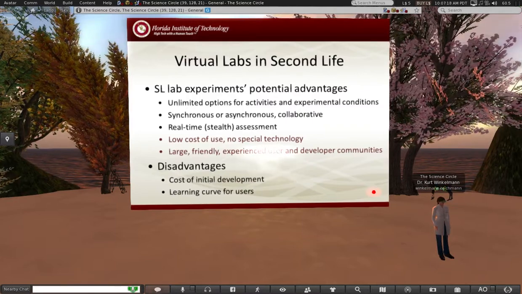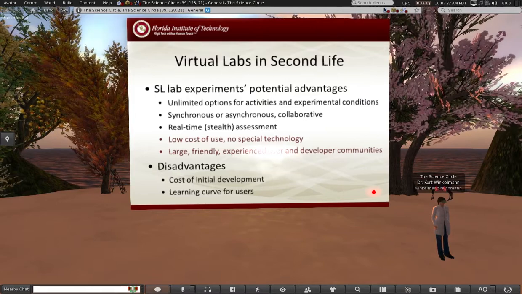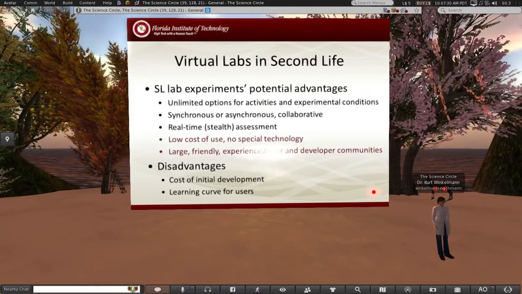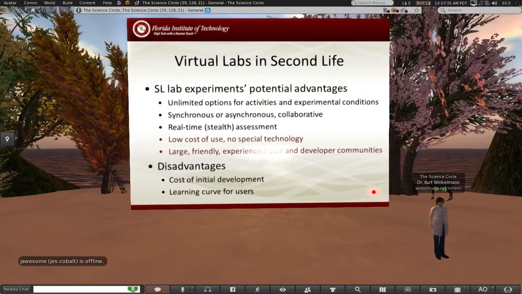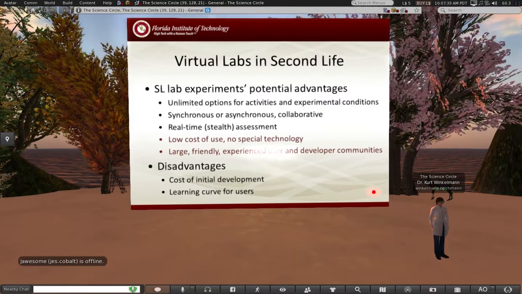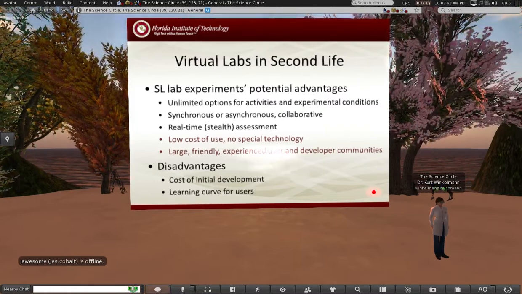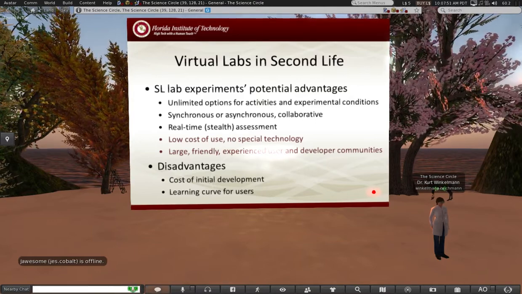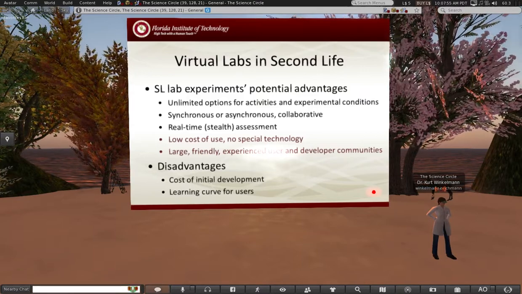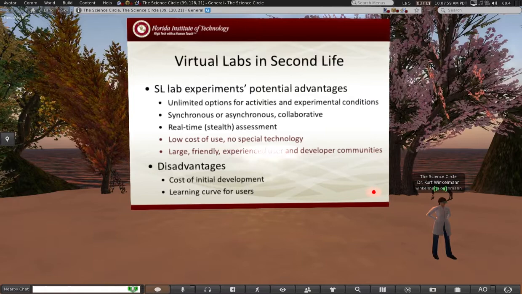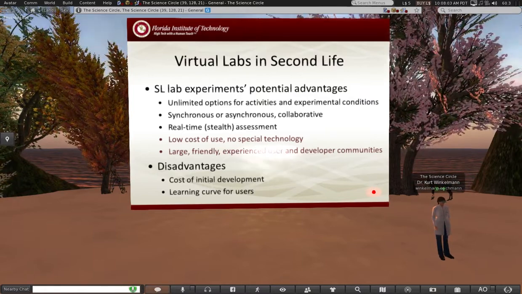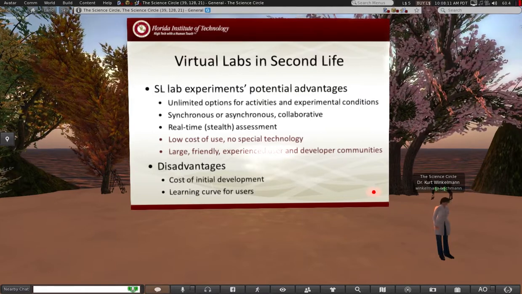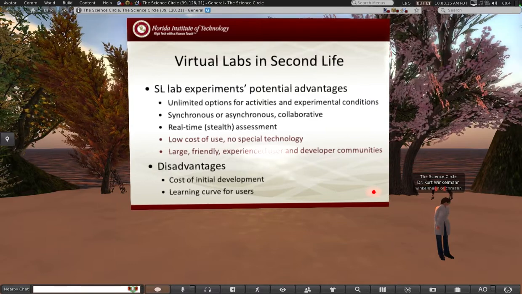Now, you can do a lot of that in, say, a virtual reality environment as well, but the advantage of Second Life is there's no special technology needed. There's a low cost of use. Schools have computer labs full of computers that often aren't used very much because now students have their own laptops. And so we always thought Second Life was kind of a special place in that it was freely available and didn't require students to have a certain quality of phone or headsets or anything like that. And of course, Second Life's been around a long time, so it's a fairly stable place to develop activities. Of course, there is the cost of developing those activities, and the learning curve for users is a little bit steep.